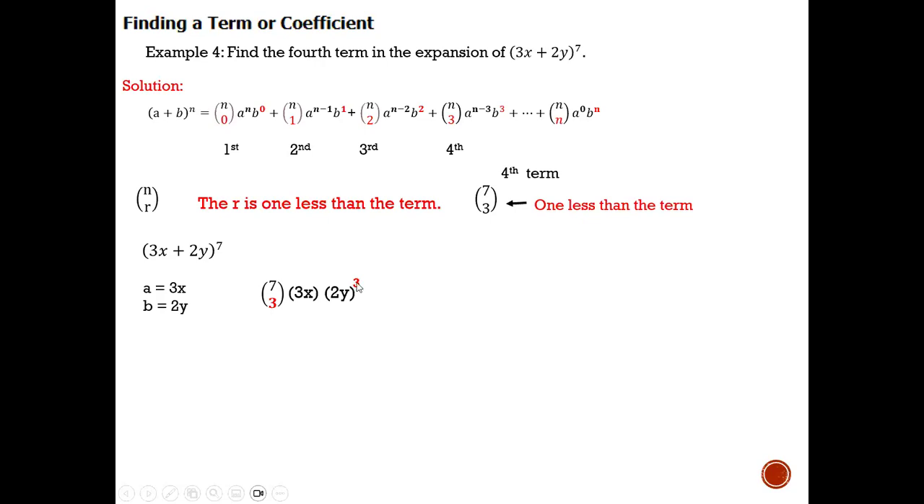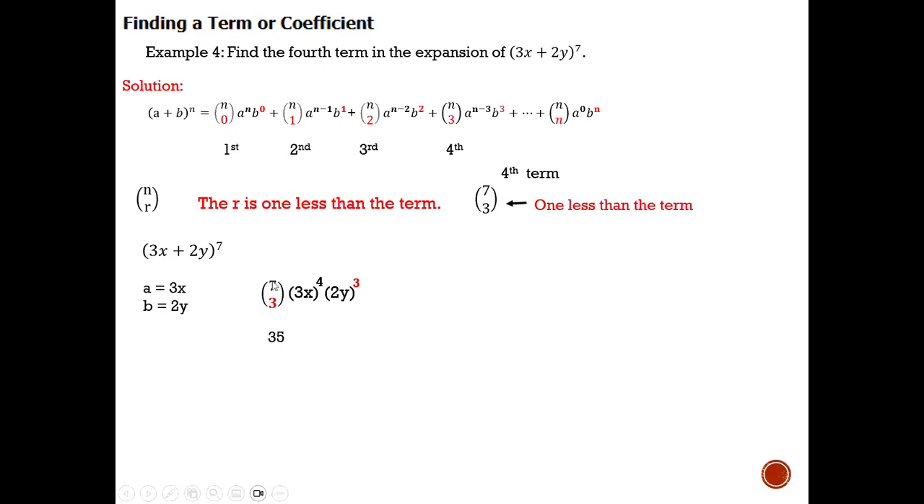So I have the 3. So the 2y is going to be raised to the third power. And also remember that the powers of the 2 have to add up to n. Okay, in this case, 7. So if I know that the 2y has to be raised to the third power, and I know that the 2 powers have to add up to 7, well, 3x has to be raised to the fourth power. Okay, so this is my setup to find just that term.